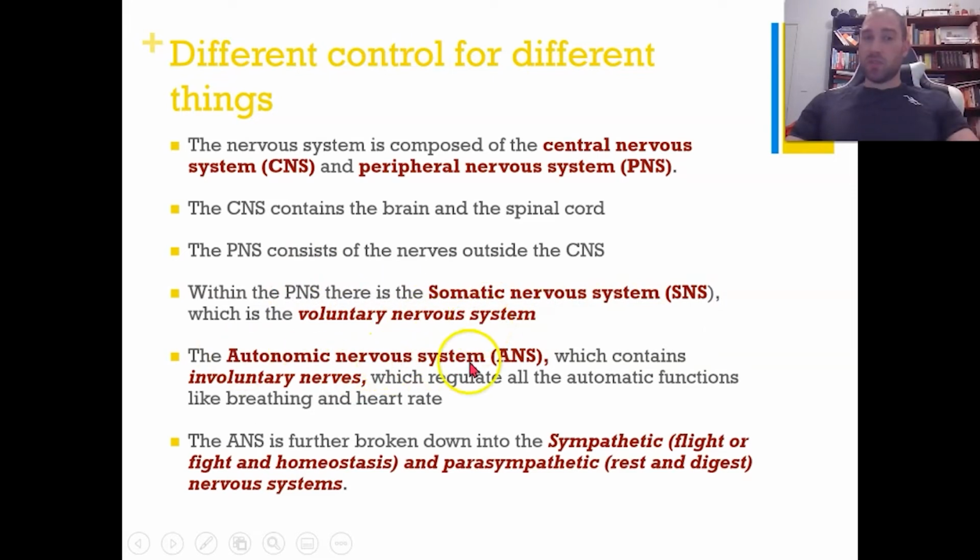There's also the autonomic nervous system as part of the peripheral nervous system, and that contains involuntary nerves, which regulate things that we don't necessarily think about. We don't think of our breathing rate or our heart rate, for example. We don't control those through conscious thought. The autonomic nervous system is also further broken down into the sympathetic and the parasympathetic. So sympathetic, fight or flight, and parasympathetic, rest and digest. So they're kind of antagonistic. They're opposed to each other.